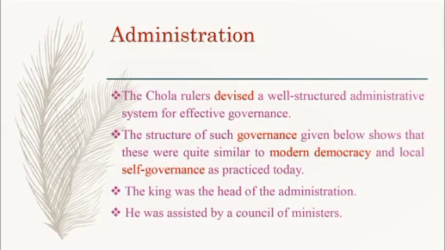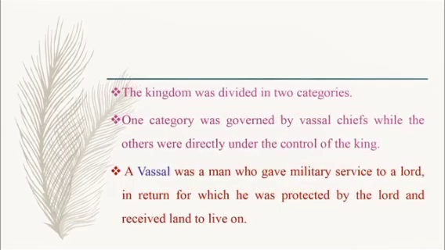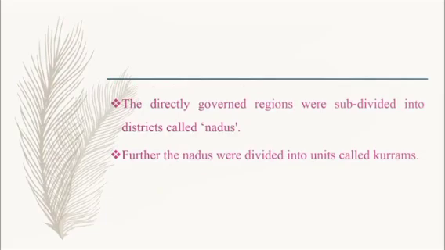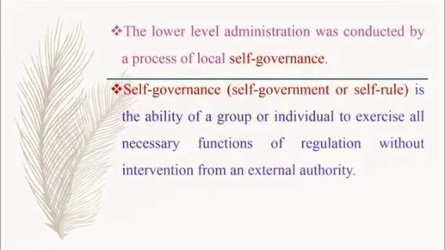The king was the head of the administration. He was assisted by a council of ministers. The kingdom was divided into two categories. One category was governed by vassal chiefs, while the others were directly under the control of the king. Here, vassal means a vassal was a man who gave military service to a lord, in return for which he was protected by the lord and received land to live on. The directly governed regions were subdivided into districts called nadus. Further, the nadus were divided into units called kurams. The lower level administration was conducted by a process of local self-governance.